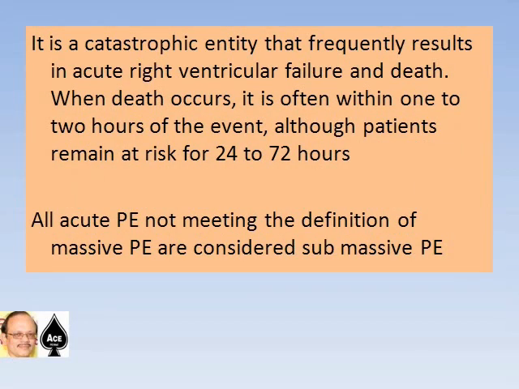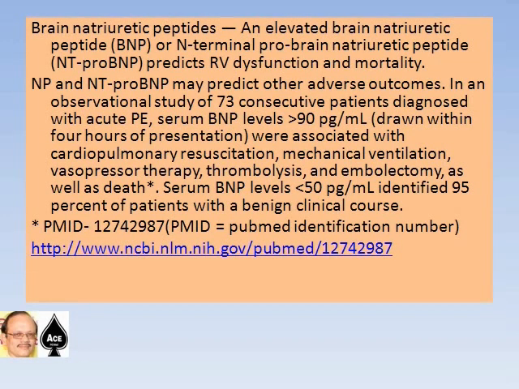It is a catastrophic entity that frequently results in acute right ventricular failure and death. When death occurs, it is often within 1 to 2 hours of the event, although patients remain at risk for 24 to 72 hours. All acute pulmonary embolism not meeting the definition of massive pulmonary embolism are considered submassive pulmonary embolism. An elevated brain natriuretic peptide, BNP, or N-terminal pro-BNP predicts RV dysfunction and mortality.